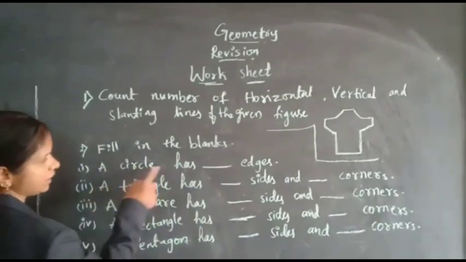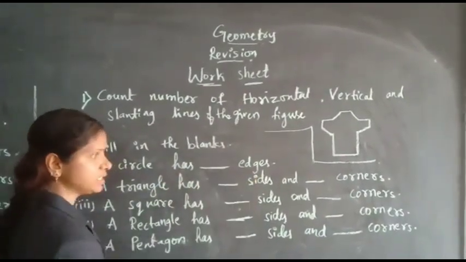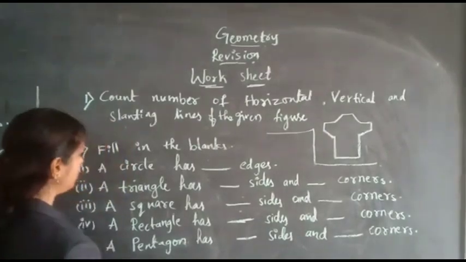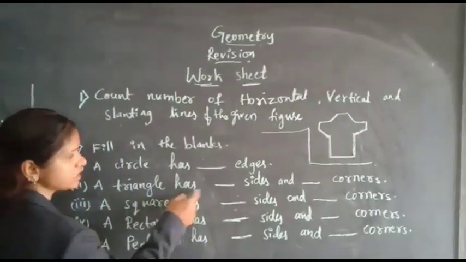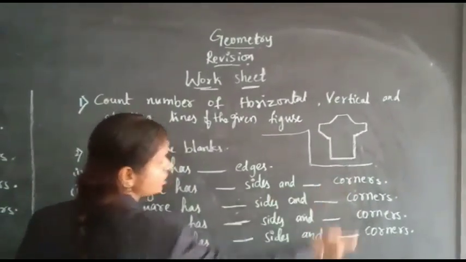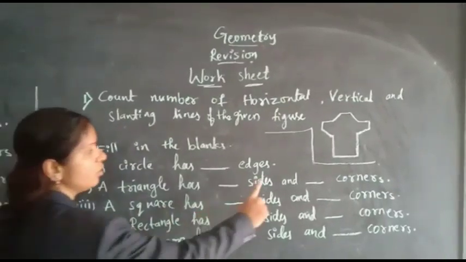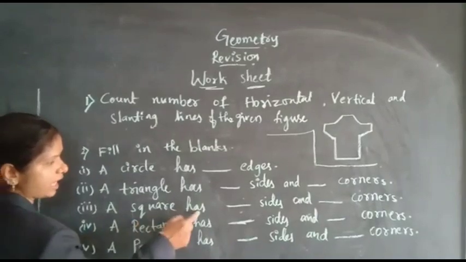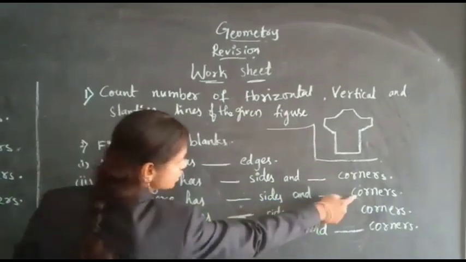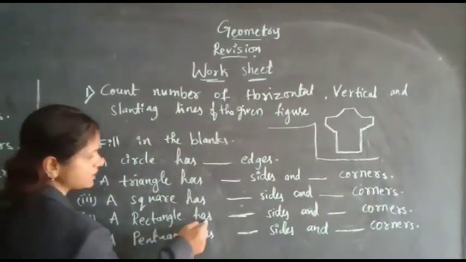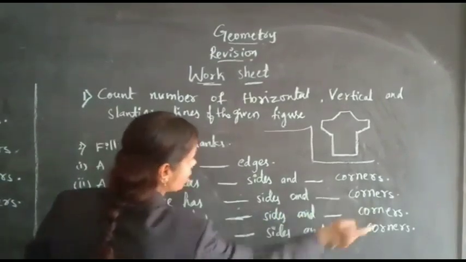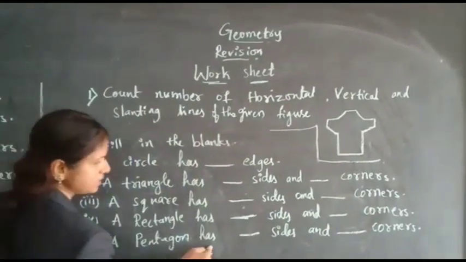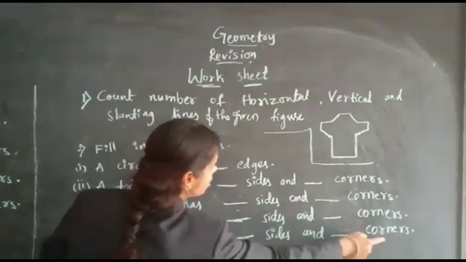A circle has dash edges. Edges are nothing but the sides, children. Now second one, a triangle has dash sides and dash corners. How many sides it has and how many corners it has, you need to write here. Next, a square has dash sides and dash corners. A rectangle has dash sides and dash corners. A pentagon has dash sides and dash corners.